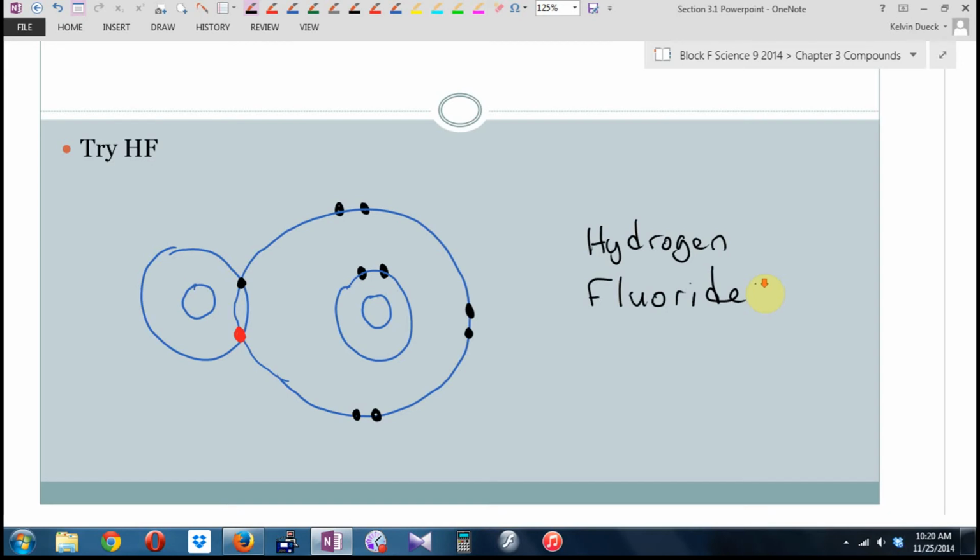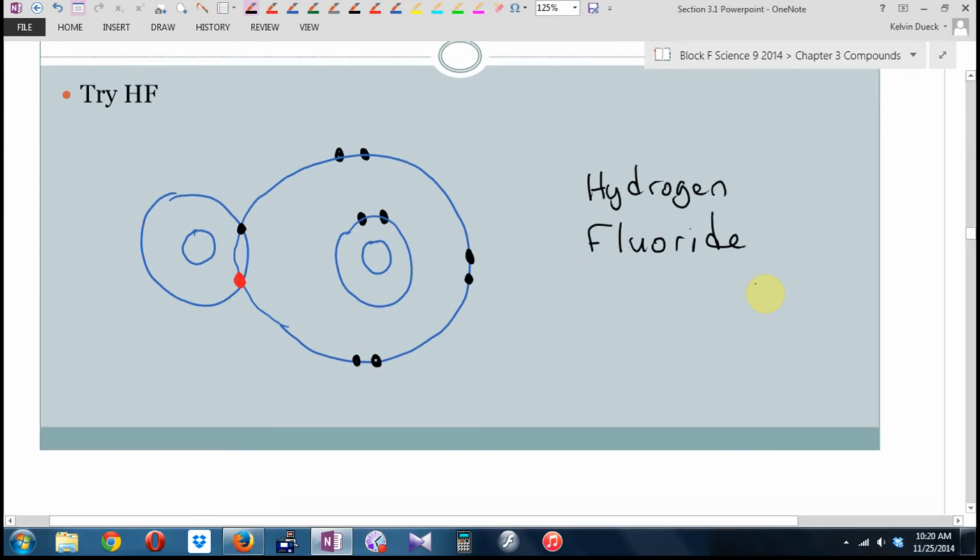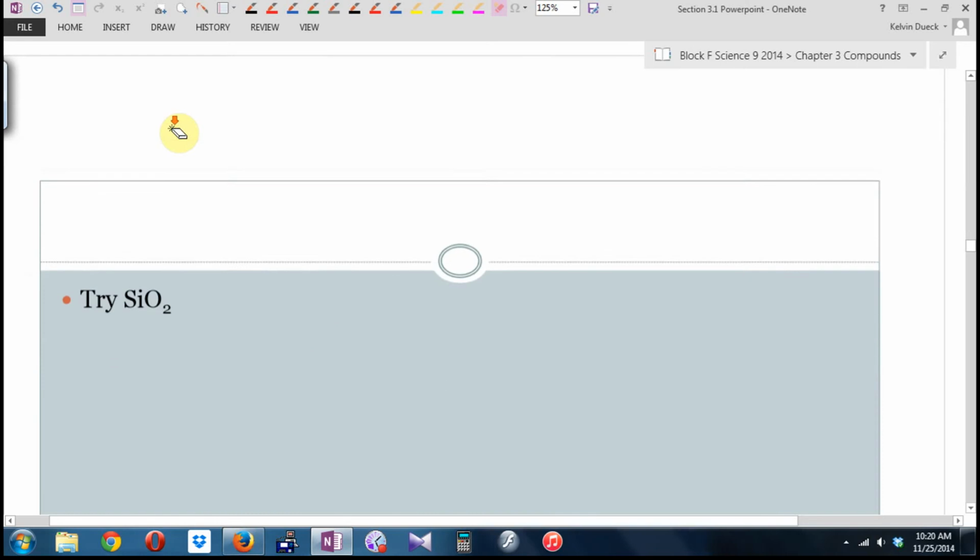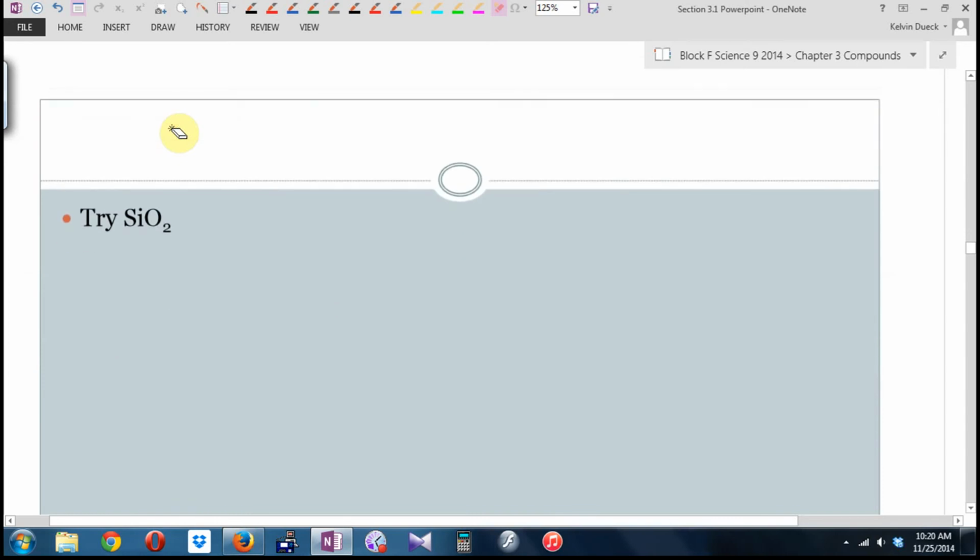Let's try a tougher one. By the way, how many hydrogens were there in this particular compound? 1. How many fluorines? 1. How could you tell? Because technically there was an invisible 1 there and an invisible 1 there. Try another one. How many silicons are there in this particular one? Okay. Now, I should have asked, how many oxygens? 2. 2 oxygens, see it? 1 silicon.